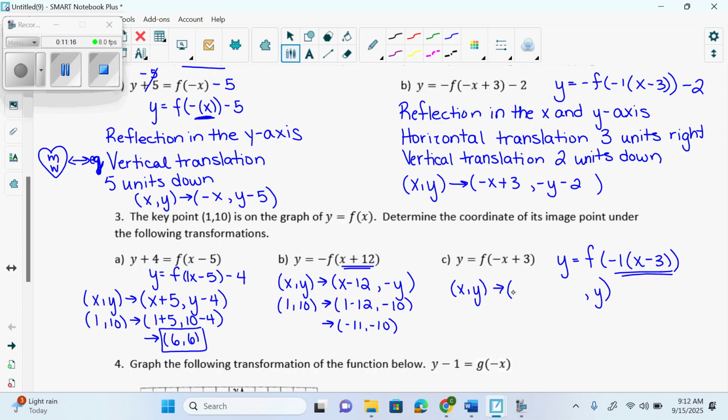And I'm going to get negative x plus 3. Mapping doesn't get brackets in it. Just write what it is. So it's negative x, positive 3. Don't overthink it. Because you want to negate your x's, and then you want to add 3 to all of them. Right? That's what you want to do, because you want to do multiplication, then addition, subtraction. All right. So we have 1, 10, which is going to become negative 1 plus 3, comma 10. So 2, 10.